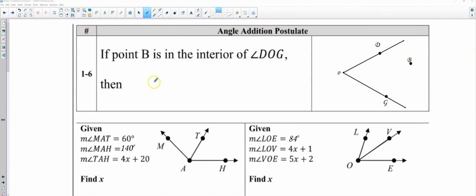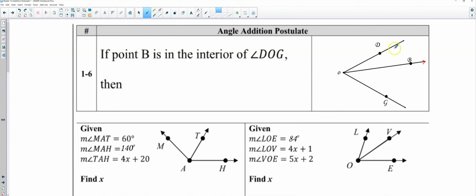The other addition postulate is the angle addition postulate. It says if point B is in the interior of angle DOG. So here is point B. So let's say point B is there, right? So that means I could form an angle from here going through there. Okay, now that's what I meant to do.